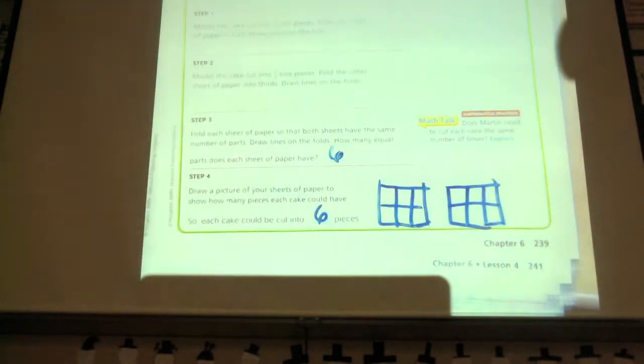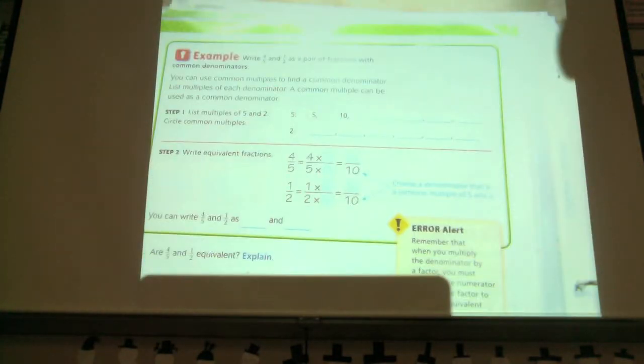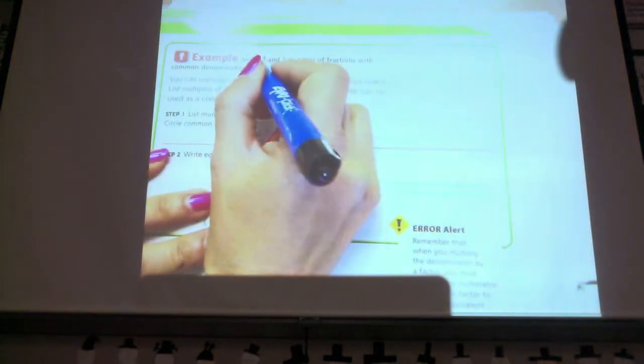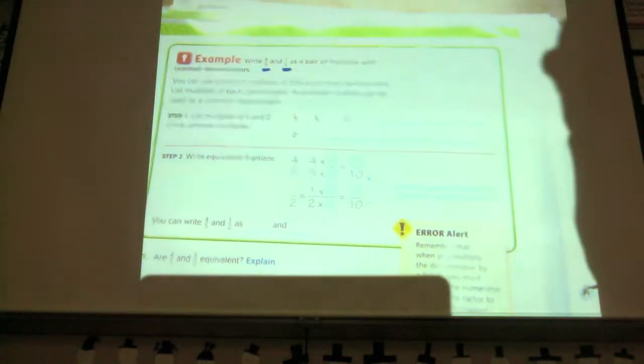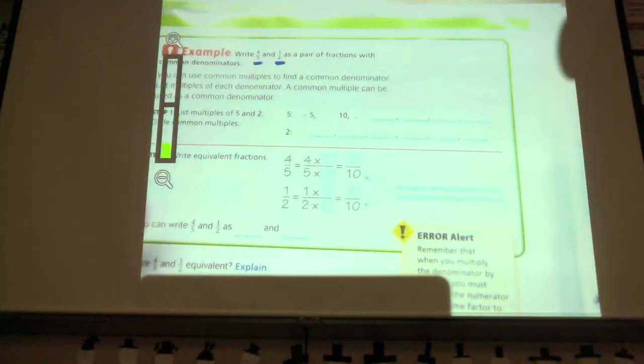6 equal pieces. Here's an example of how to use our common multiples to find common denominators. It says, write 4/5 and 1/2 as a pair of fractions with common denominators. Do they share a common denominator right now? No, 5ths and halves are not the same size.